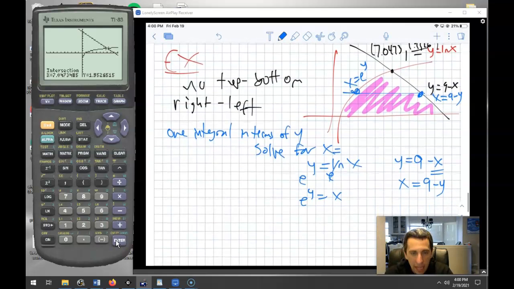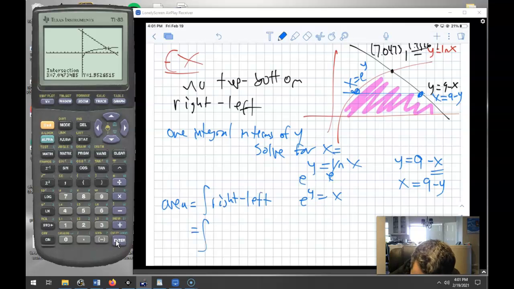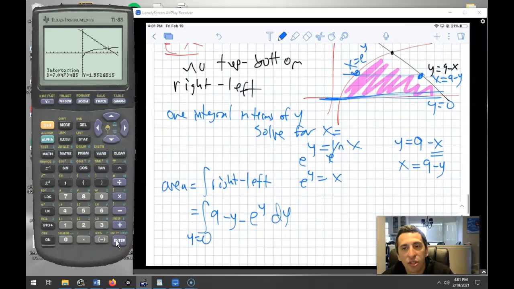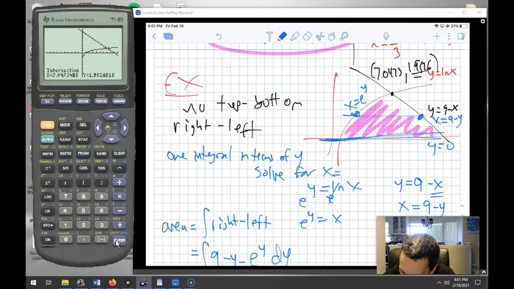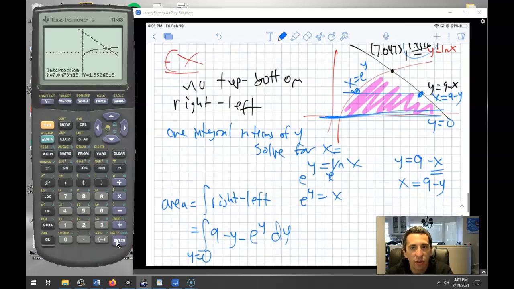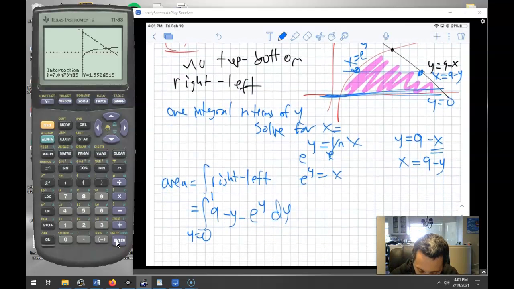Okay, so when I'm setting this up, I can do this area in terms of y as an integral of right minus left. So I can just integrate, okay, the right function is 9 minus y, the left function is e to the y, dy. And as for my bounds, we see that the bottom of my area right here is just the horizontal line at y equals 0. So that's my bottom bound. And the top is just the y value of that intersection, which is right here. That's why it's useful to write down the x and the y of these intersections if you're doing it in terms of y. So I'm just going from 0 up to that 1.9526. Okay, and this will give me the same area as the last problem at the end of the last video.